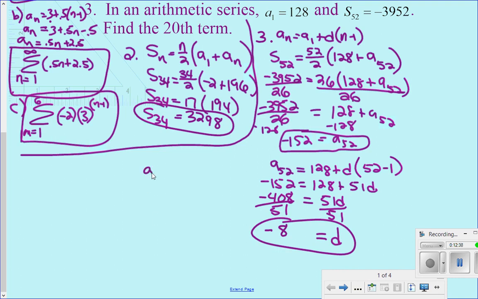So now we're ready to get the 20th term. The 20th term, again, I'm going to use the arithmetic explicit, is the first term, 128, plus the d value, which is negative 8, times the quantity n minus 1, and n is 20. So a sub 20 is 128 minus 8 times 19.